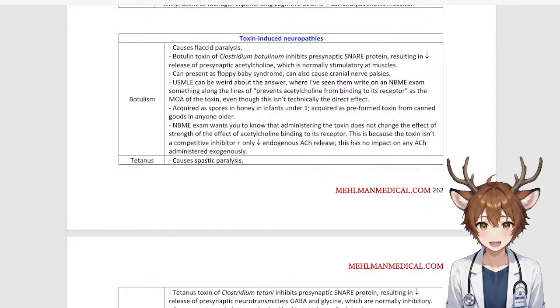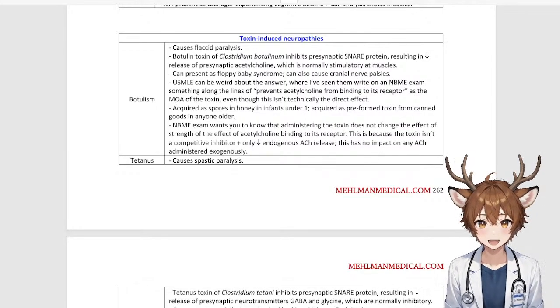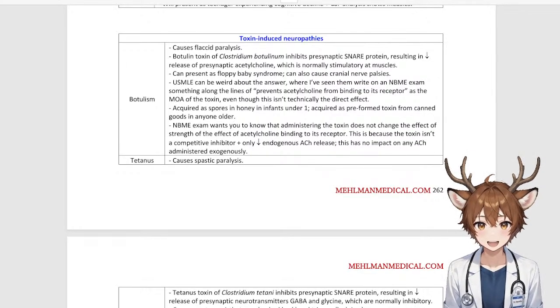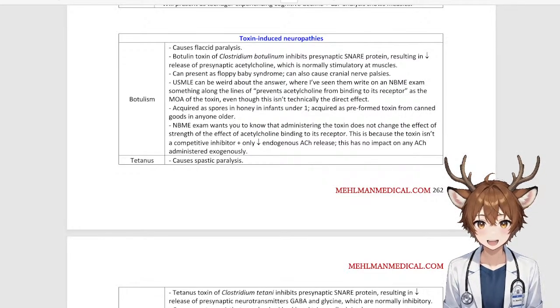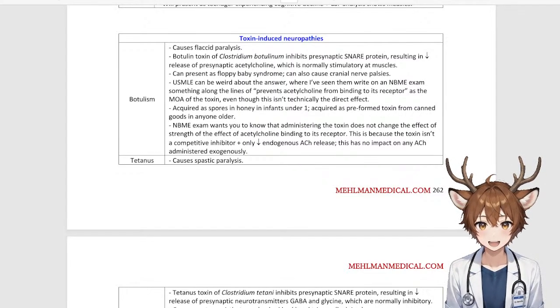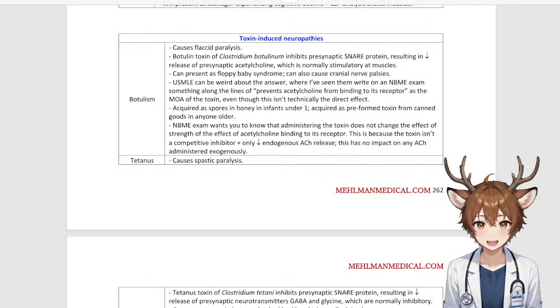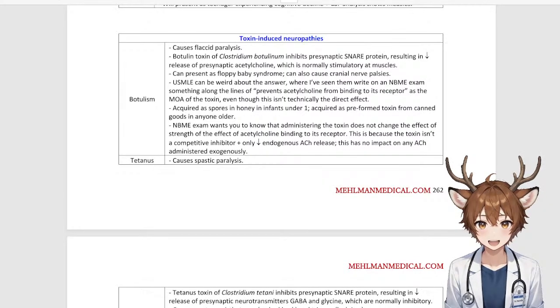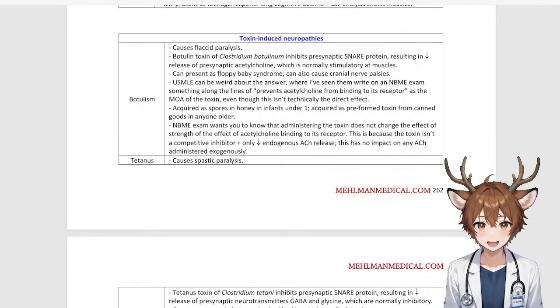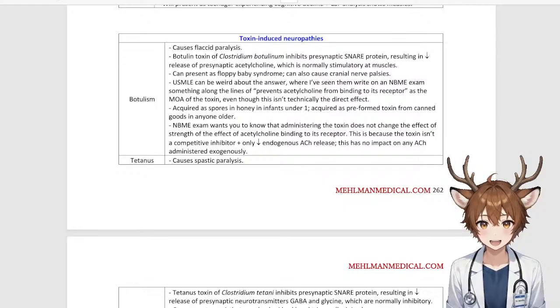USMLE can be weird about the answer, where I've seen them write on an NBME exam something along the lines of prevents acetylcholine from binding to its receptor as the MOA of the toxin, even though this isn't technically the direct effect. Acquired as spores in honey in infants under the age of 1, acquired as preformed toxin from canned goods in anyone older than that, so like adults or whatever, but even in theory, other kinds of kids.